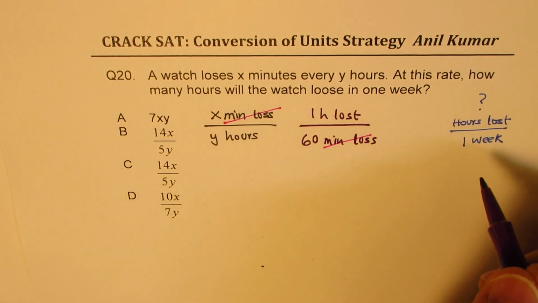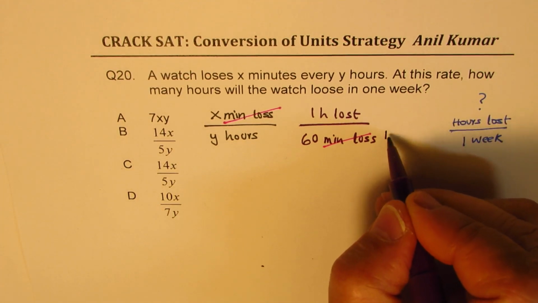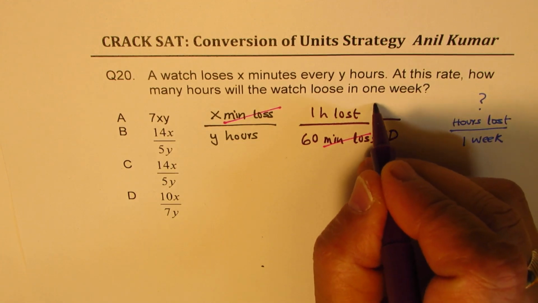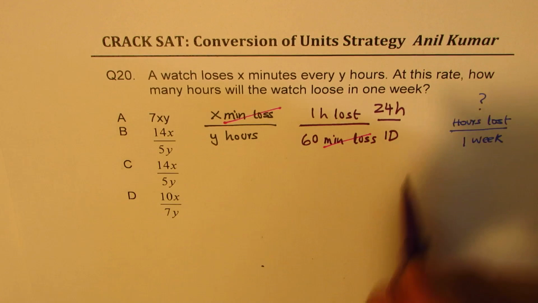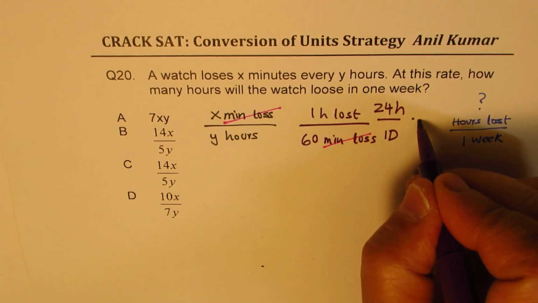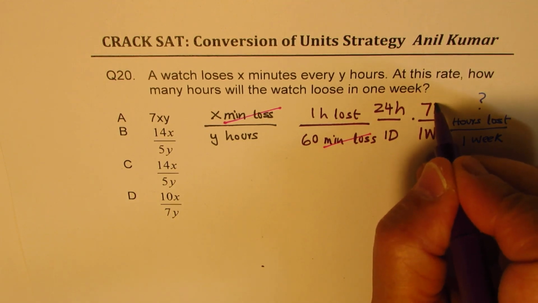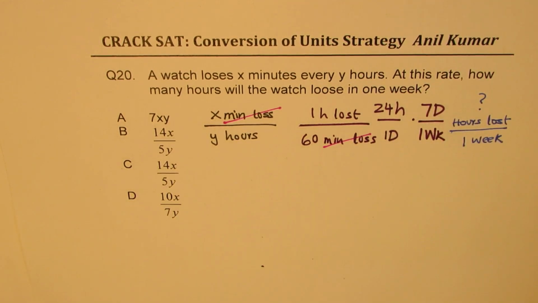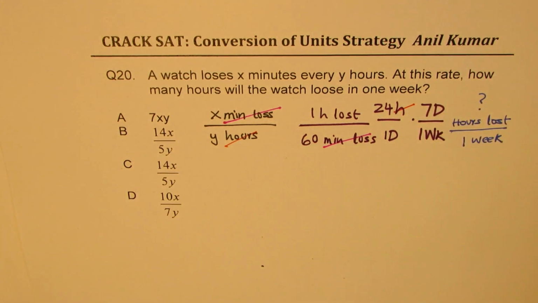In 1 day, how many hours do we have? In 1 day, we have 24 hours. We get 24 here. We want weeks. In 1 week, we have 7 days. Do you understand? So that is what conversion is all about. So once you write this, it becomes simpler. You could cancel hours with hours, right? I'm using different things, so that's very easy for you to understand.